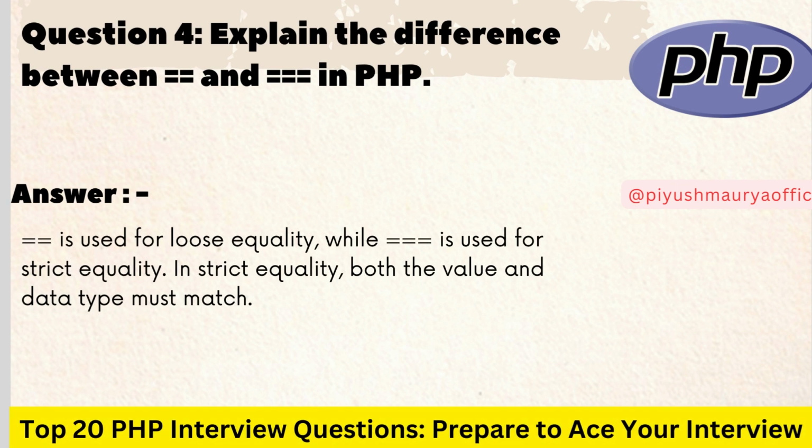Question 4. Explain the difference between double equal sign and triple equal sign in PHP. Double equal sign is used for loose equality, while triple equal sign is used for strict equality. In strict equality, both the value and data type must match.